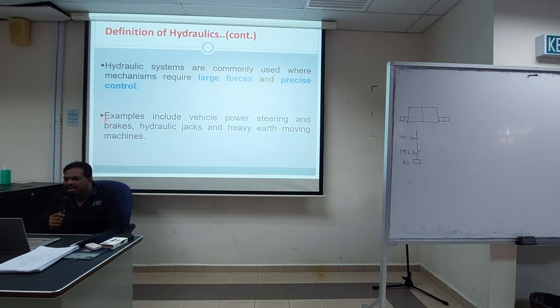Another thing that we can see in our daily life adalah auto gate. Auto gate pun tengok ada cylinder kan. Cylinder yang attached to the gate. So it will extend or retract in order to open or close your auto gate. Another example can be vehicle power steering, brake, hydraulic jack. Hydraulic jack pun biasa kita tengok. You go to car workshop, you tengok dia tekan, platform akan naik.